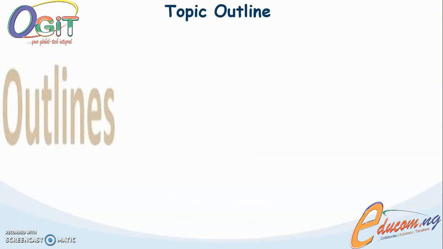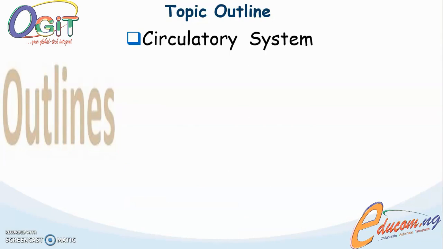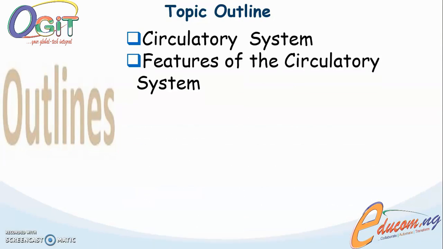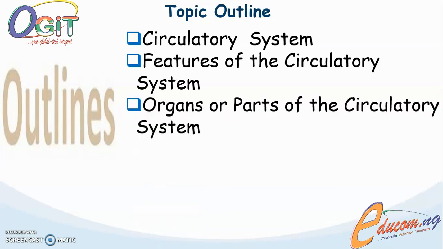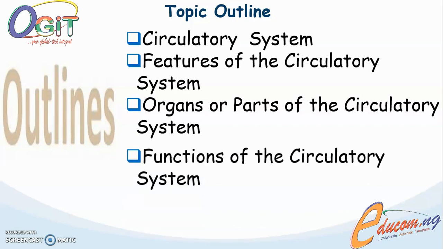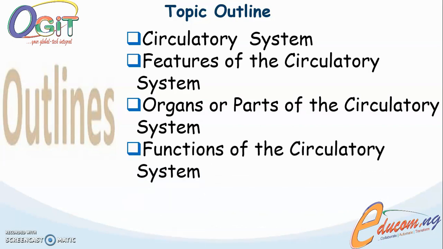There are 4 outlines for today's class. The first outline is the circulatory system, after which I will discuss the features of the circulatory system with you. Also, organs or parts of the circulatory system. And the last outline I will be discussing in today's class will be on the functions of the circulatory system.